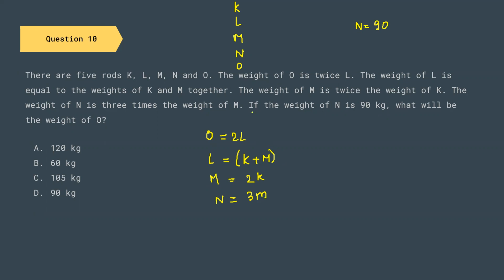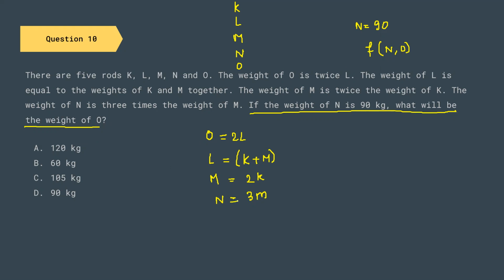They haven't told us to find the weights of everybody. They have just told us to find the weight of O, and they have given the weight of N. So somehow we have to find a function in the form of N and O. That way we can put the value of N and we can get the value for O that is asked in the question. Let us see how we can find the value for O and N together.